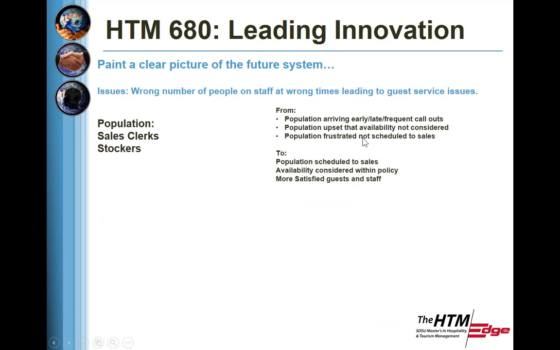And finally, the population, sales clerks and stockers. Today, population arrives early, late, calls out pretty much at their own whim. Population is really upset that availability is not considered. Population is frustrated about not being scheduled to sales, and not being able to satisfy the guest. And we're moving to the population is scheduled to sales, the availability is considered within the policy, more satisfied guests and staff. And clearly, if you were to get all stakeholders involved in your organization and work on a project like this, the from and to would be even more clear. I'm summarizing this due to time constraints.